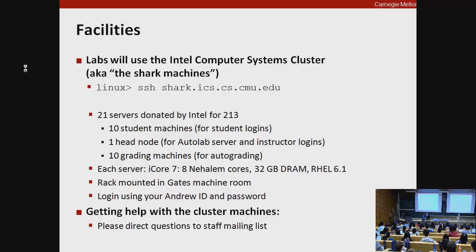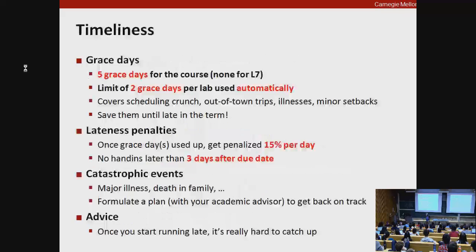In terms of computing resources, we can use the machines donated by Intel, shark.ics.cs.cmu.edu, or unix.andrew. Either works. You get 5 grace days this semester. The last assignment is due at the end, and you can't use any grace days there. The reason for that is we want to make sure that people don't push that assignment late and then get stressed out for finals. At a certain point, it's better just to draw the line, turn it in, sync point.